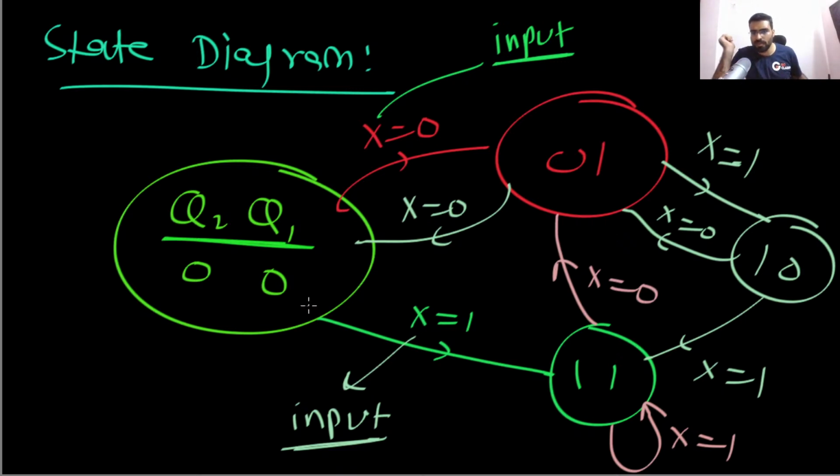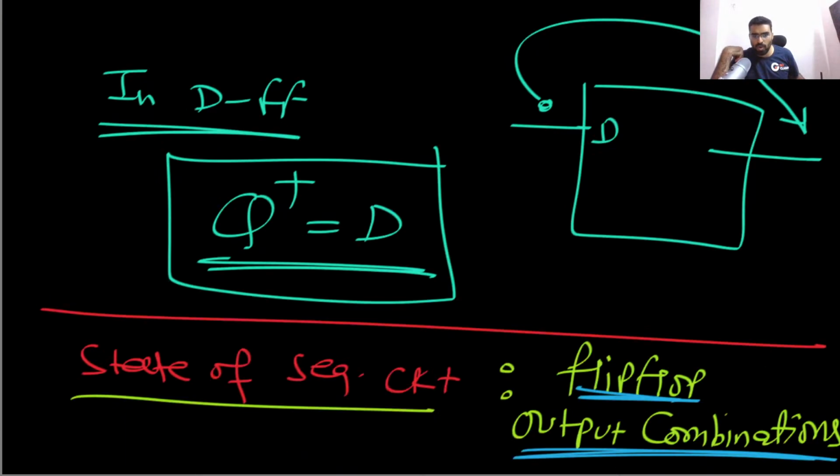Is this clear to everyone? Please tell me. Did you understand this state diagram? How are we creating the state diagram? Remember, state means flip-flop output combination. State of a sequential circuit, that is flip-flop output combination.